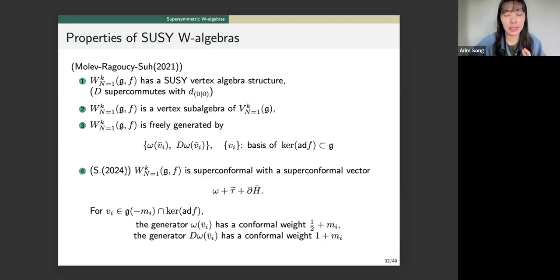Yeah, and the next thing is that it's also superconformal, and the superconformal vector is given like this. So omega is a superconformal vector in the supersymmetric affine part, and tau tilde is some superconformal vector in the supersymmetric charged fermion part. This tau tilde is different from tau that I introduced earlier. And if we add here the derivative of h bar, we get the superconformal vector. With respect to this vector, all of the generators have conformal weight determined by the degree of v_i inside g. So if v_i has eigenvalue minus m_i, then the corresponding generator has conformal weight 1/2 plus m_i, and its D image has weight 1 plus m_i.